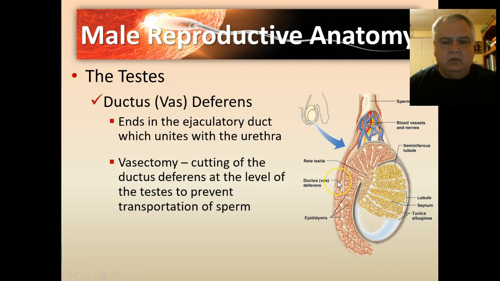Well, what happens to the sperm? If the sperm can't get out of the ductus deferens and the epididymis, then what will happen is after a period of time, they'll be resorbed into the body. So they'll undergo apoptosis and be resorbed.